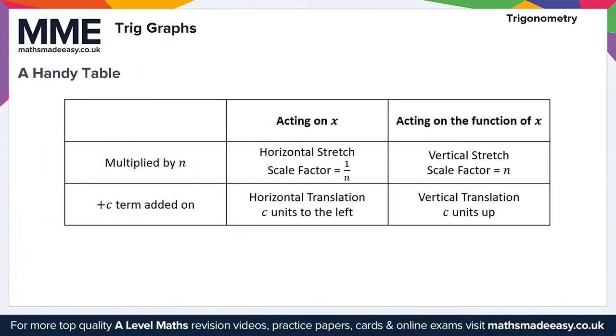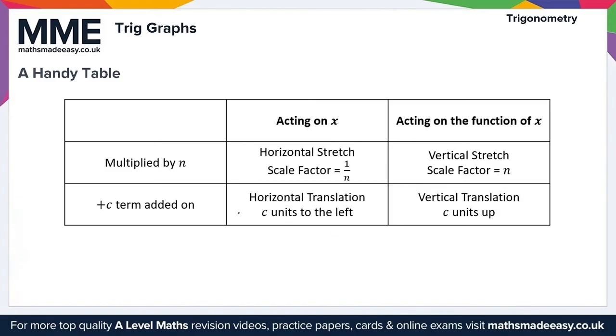And finally, we can conclude everything we have discovered so far regarding trig graphs and their transformations using this nice table here. What we can see using this table, for example, is that if we are multiplying by n, and this is acting on x, then this is a horizontal stretch with a scale factor of 1 over n. Similarly, if we have a plus c term added on, and this is acting on x, then this is a horizontal translation c units to the left.